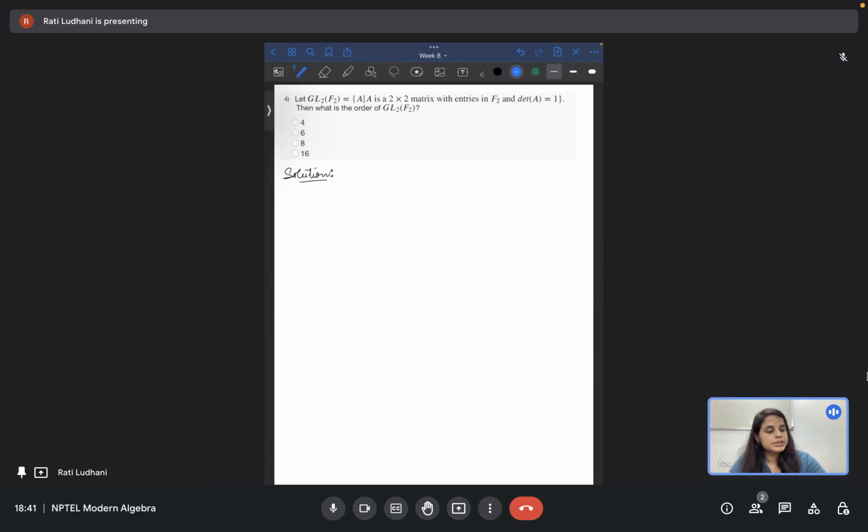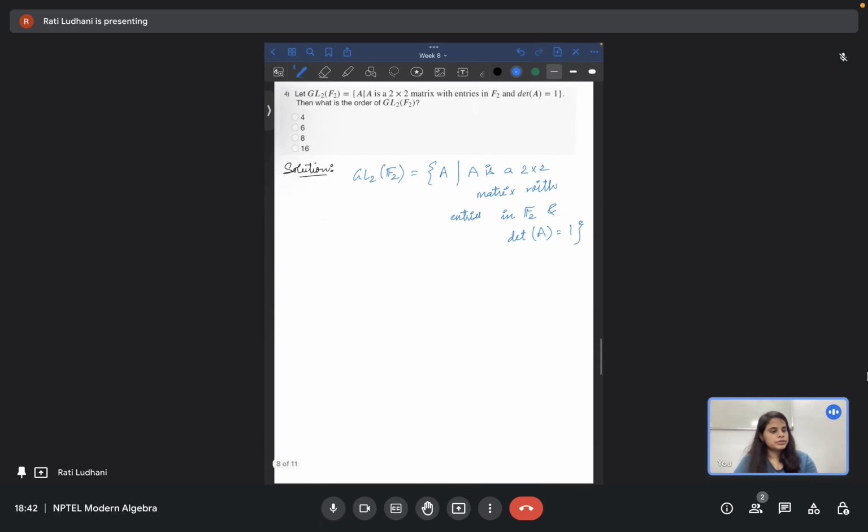Let GL2 be the group of A, where A is a 2 cross 2 matrix with entries in F2, and determinant of A is equal to 1. Then what is the order of GL2 F2? Order has been asked, that is the cardinality of this set.